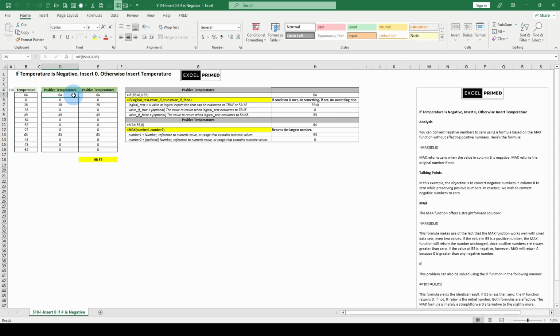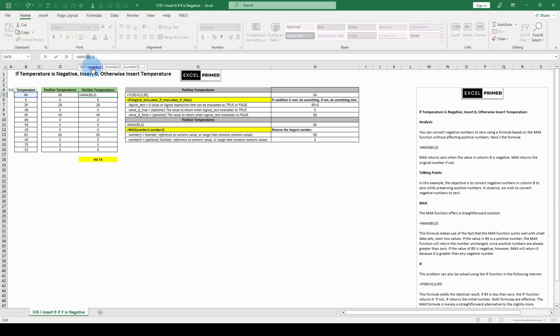Where does max come into play? We'll make it even easier. How about MAX(B5, 0)? We're going B5. Our number has to be max above 0. Number: reference to numeric value or range that contains numeric values.